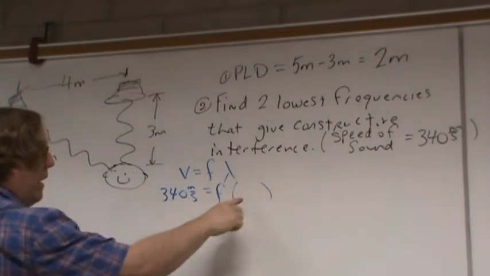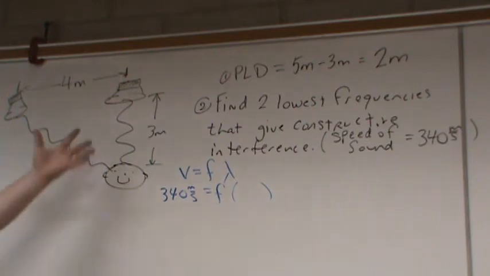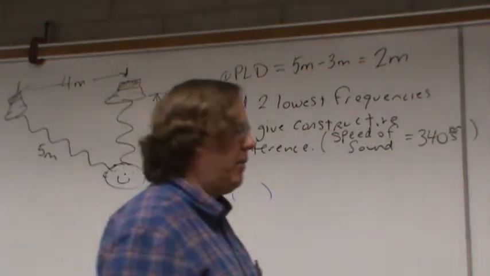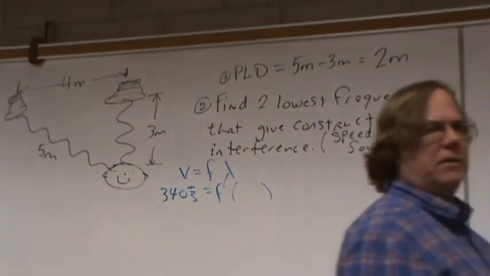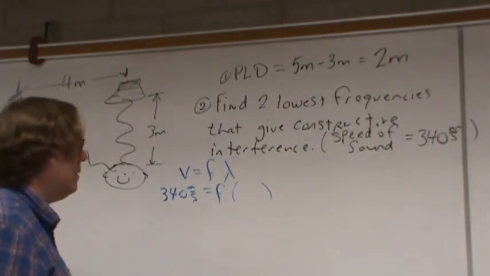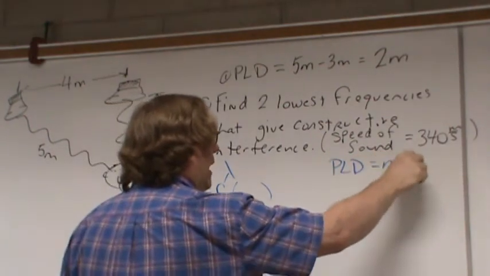Now, I need to find an expression for lambda. And the only equation I have that relates this sort of scenario with path length difference and wavelength is this guy right here. And it's constructive I want. So I need my path length difference to equal n lambda.